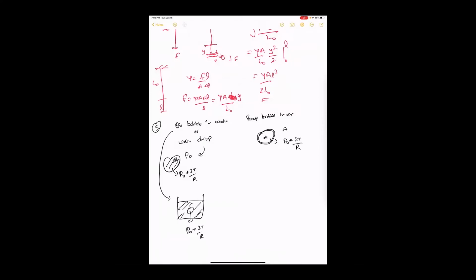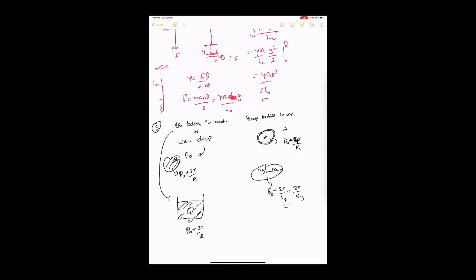If we have a sphere, some arbitrary shape, where we have two radii, this is R1, this is R2, these are two perpendicular, or Rx and Ry. Rx is the radius along x direction, Ry is the radius along y direction. In that case, sorry, this is 40, 40 guys. So here, if it is a soap bubble, P naught plus 2T by Rx plus 2T by Ry. Remember this, where Rx and Ry are the perpendicular radii.